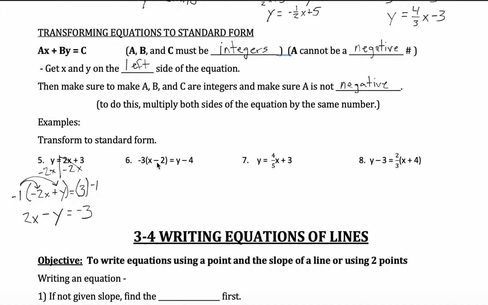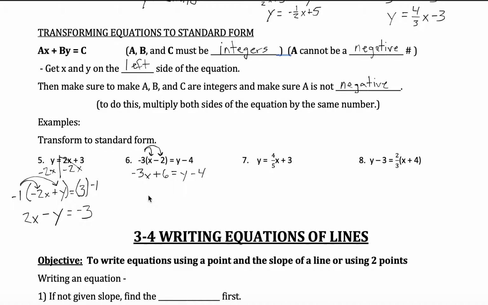Taking a look at example number 6, the first thing we need to do to be able to convert this into standard form is to remove the parentheses. So we want to distribute the negative 3 to both the x and the 2. So we have negative 3x plus 6 equals y minus 4.